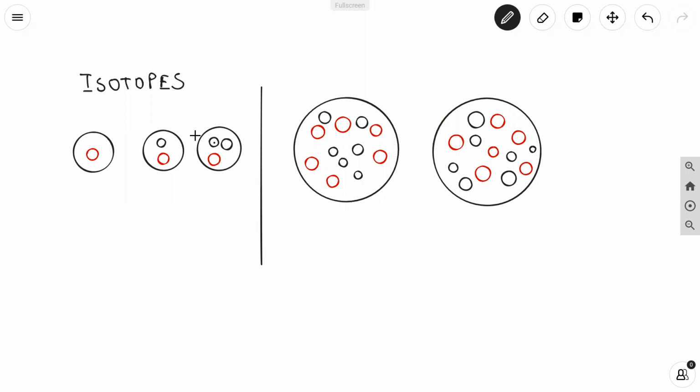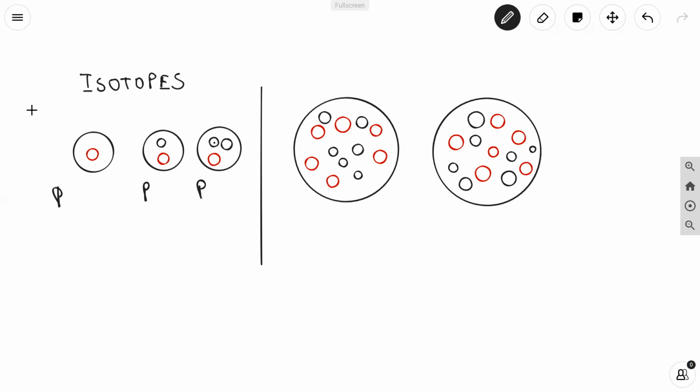All of a given element's isotopes have the same number of protons. So the first left side figure will have the same number of protons as the second, which will have the same number of protons as the third. But the number of neutrons can change. So isotopes are defined as the elements with the same atomic number but different mass number.